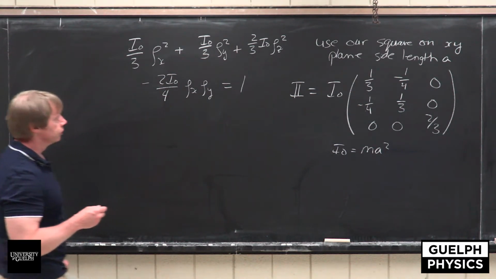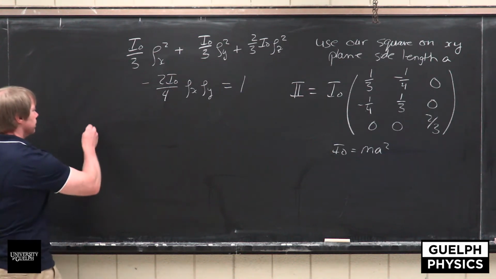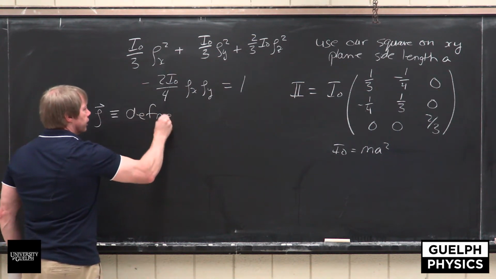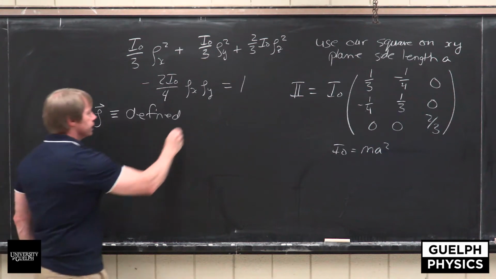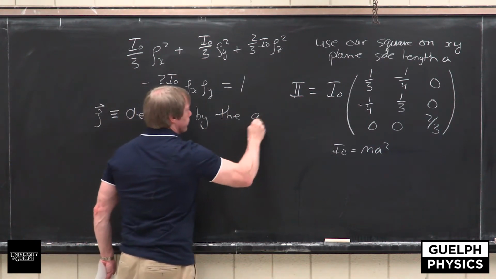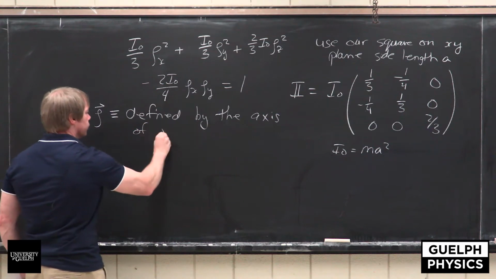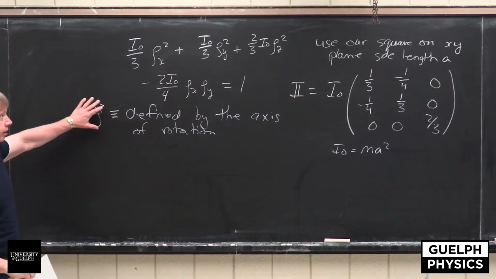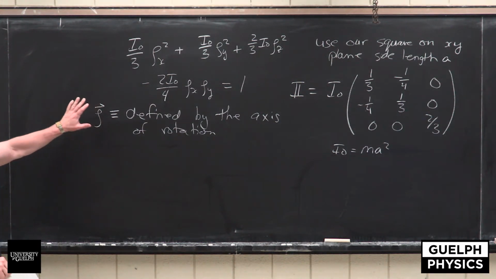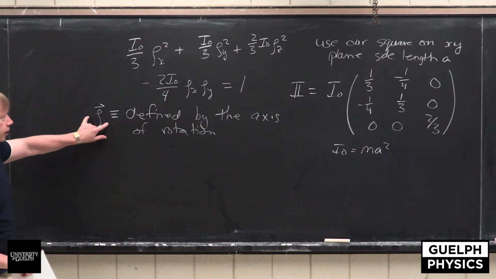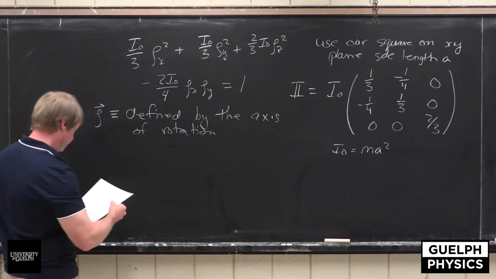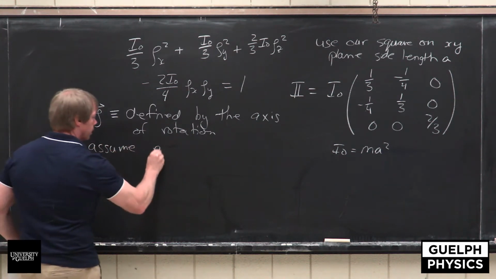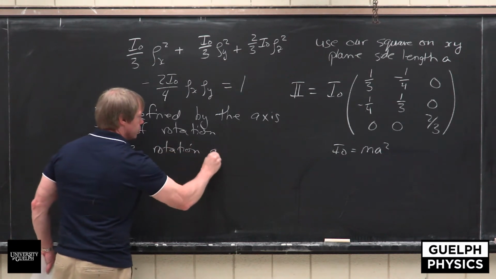And now we have to define what the axis is. So this row vector is defined by the axis of rotation. Because remember, it's related to the direction cosines divided by the square roots of the moment of inertia. So let's just assume a rotation about the x-axis.